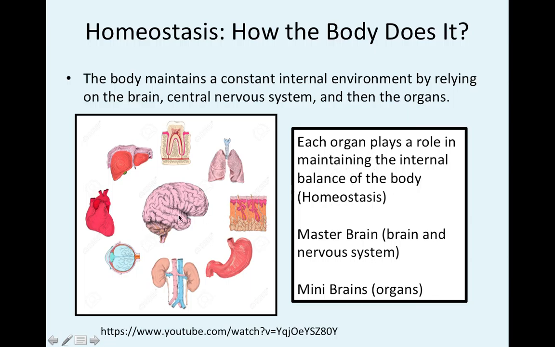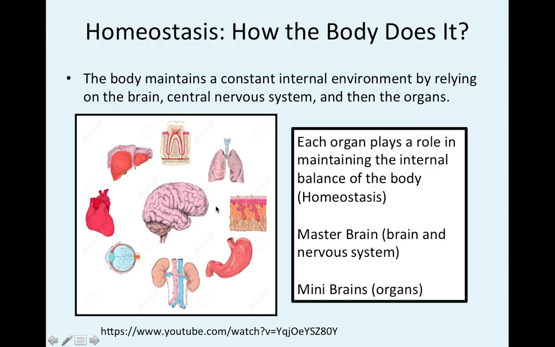The kidneys play a role in making sure that our blood isn't too thick and it's not too thin. Our stomach plays a role in making sure that we extract enough glucose so that our blood glucose levels don't go too low. Our liver plays a role in making sure that our blood's not too toxic. So all of our different organs have different roles that they play. Now, how they all interact.